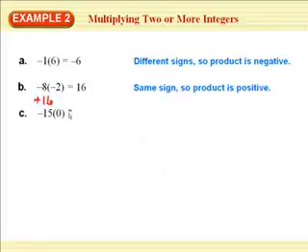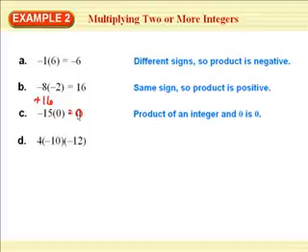Anything times 0 is 0. Don't even have to look at the signs. Done. This one, I have 3 things to multiply. So I can multiply from left to right. You can just go in order.